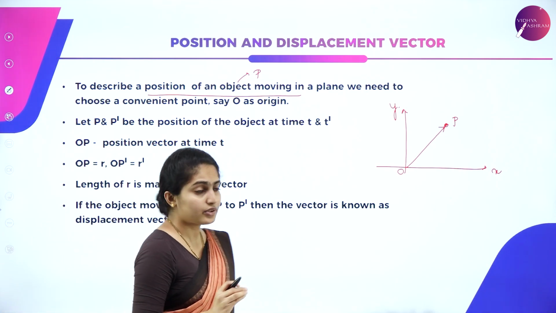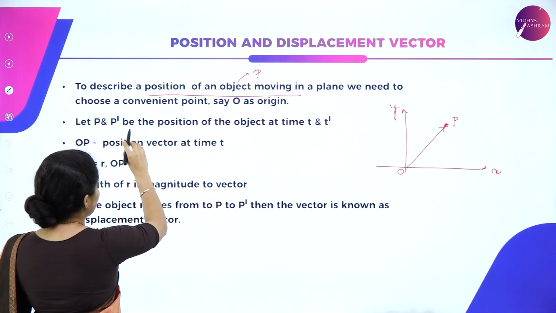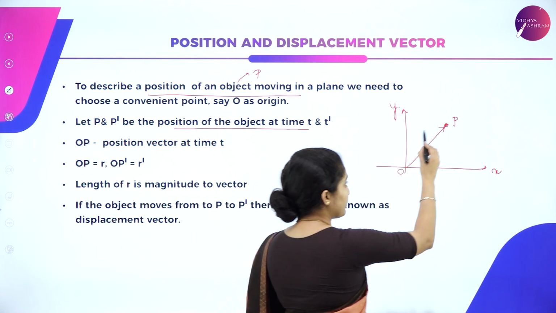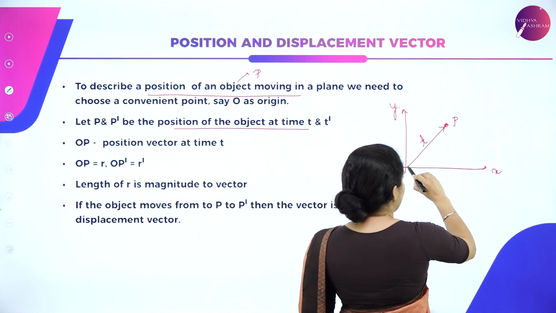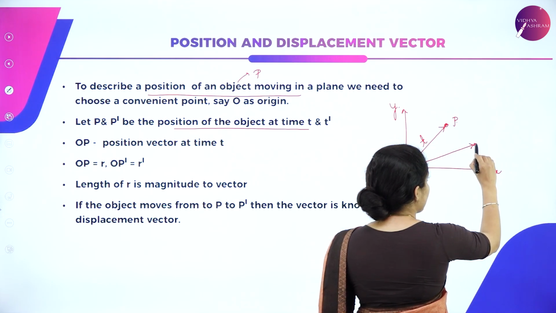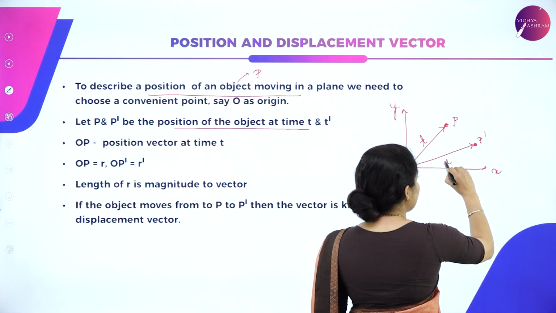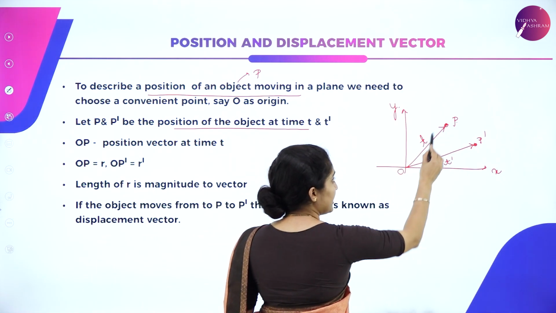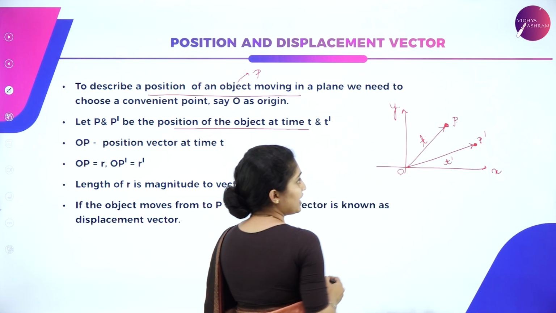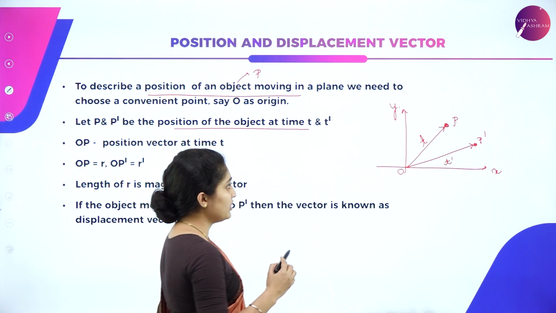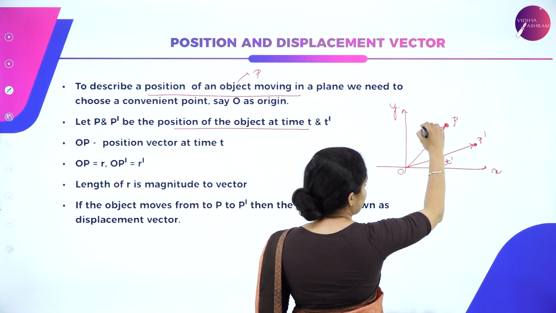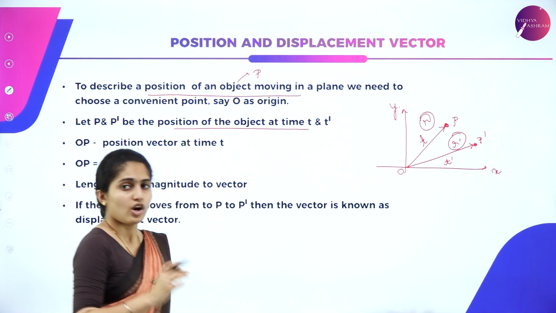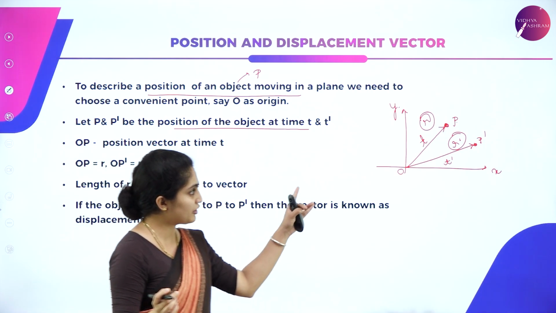Okay, next. Let P and P dash be the position of the object at time T and T dash. So suppose this is P at time T and there is another object somewhere here at P dash at time T dash. So suppose this is the position vector at time T, the object is somewhere else at which the position vector we have given. Let us mention that position vector as R here, and here as R dash. These two are the position vectors of P and P dash at certain time intervals T and T dash.